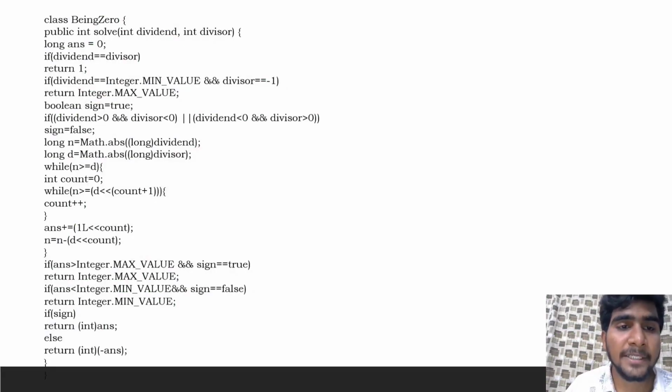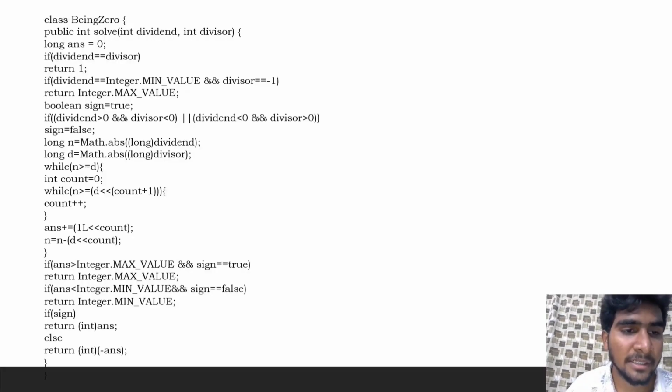If dividend equal to min value and divisor equal to minus 1, in this case we get 2 power 31, which is integer out of range. So we have to return integer dot max value, 2 power 31 minus 1. I'll take one sign variable with initialization true. Why do I take this sign variable? Because I take sign variable to check if the answer is positive or negative.